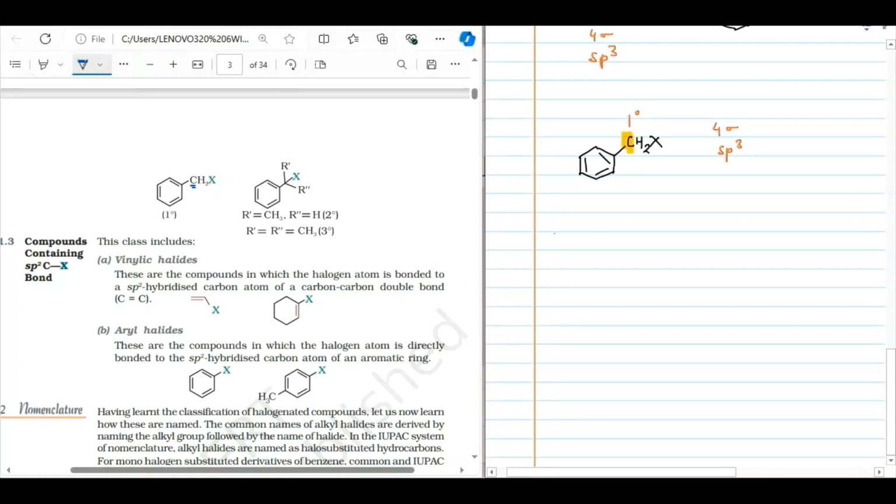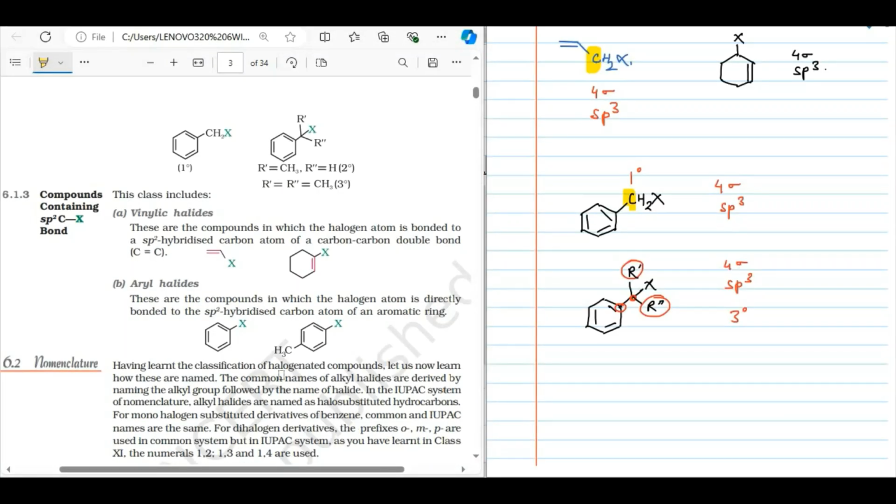In the second example, this is the benzene ring. Here alternate single and double bonds are there. Now this carbon is bonded to one R group, this is another R group, and here it is bonded to the halogen. Now when you examine the carbon to which the halogen is bonded, as this carbon is bonded to 1, 2 and 3 alkyl groups, this carbon is a tertiary carbon and the molecule will be a tertiary haloarene.